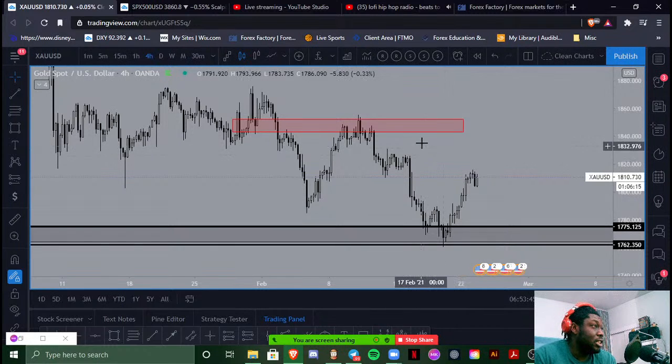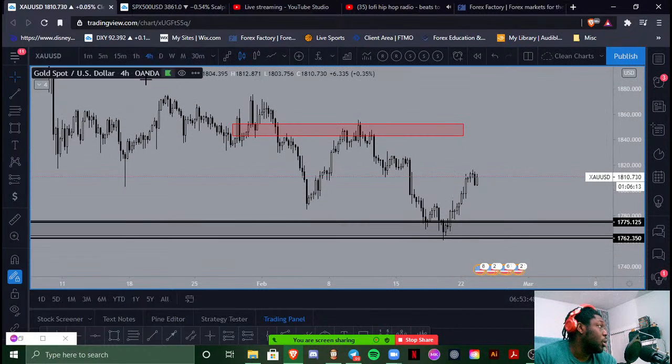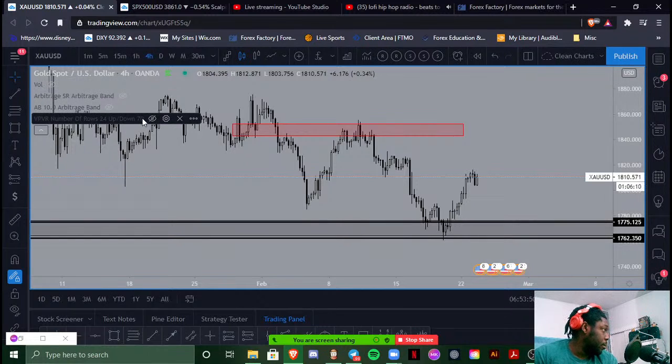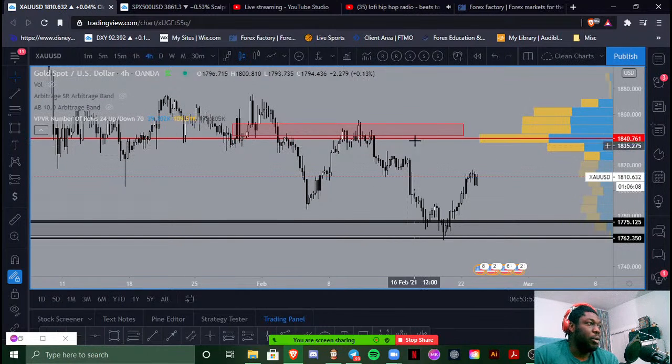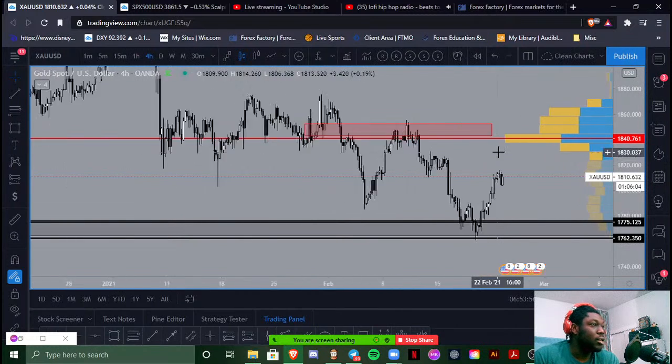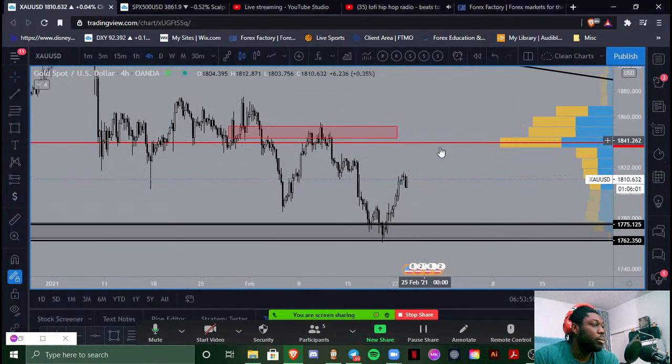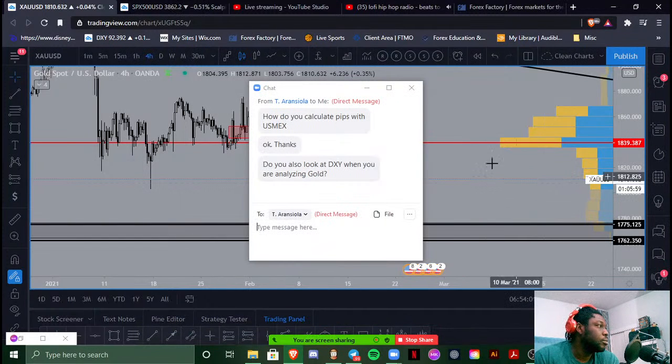So this is, again, the area of interest that I have for gold. Let me look at what the point of control is at. Yeah, point of control. Wow, that's actually pretty nice that it's right there. It's right steady in there. So I'm definitely going to see what price is going to do up there.